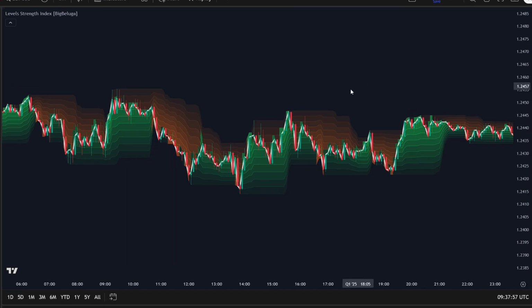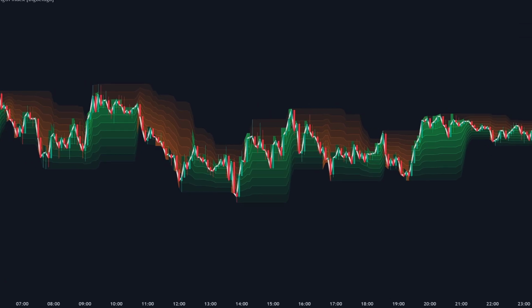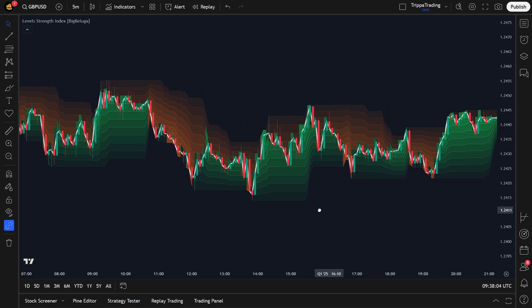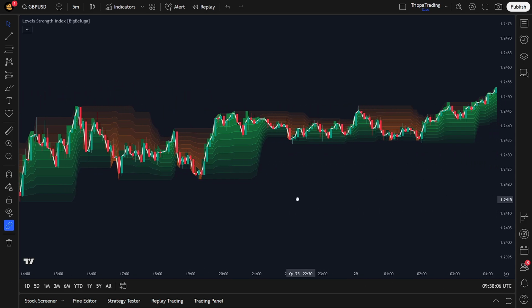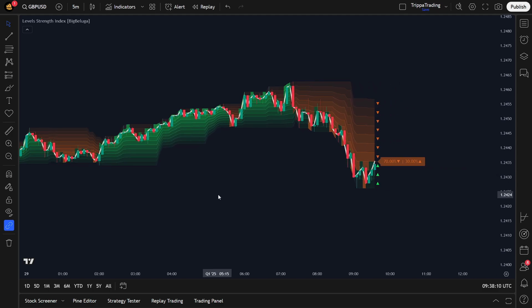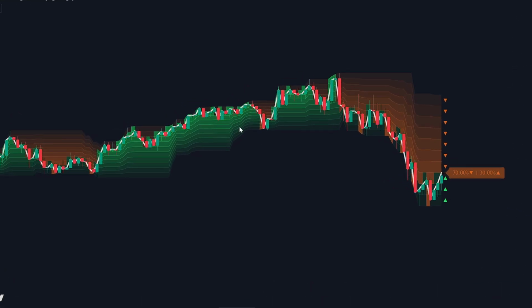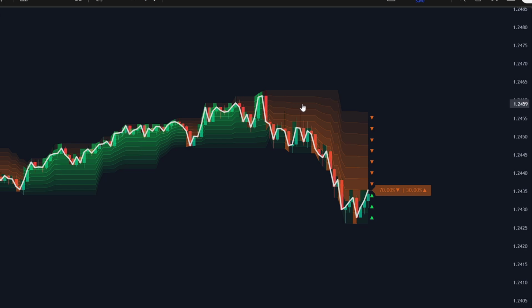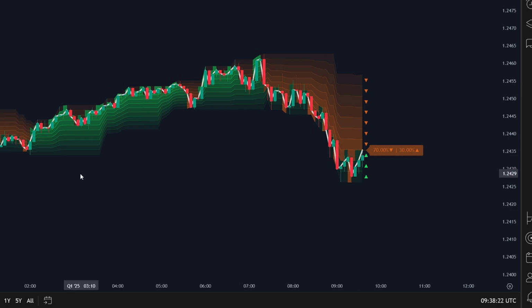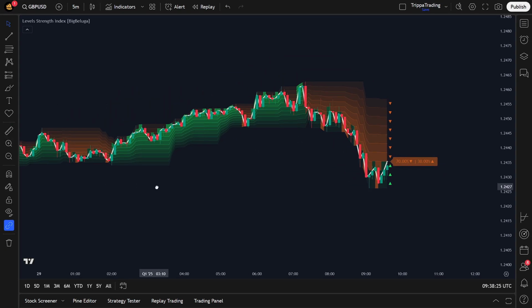Now, what makes this indicator so special? The Level Strength Index is a simple yet powerful tool that helps traders assess market strength and momentum by analyzing price positions relative to predefined levels. This indicator doesn't just tell you which way the market is heading. It gives you valuable insight into whether the trend is strong enough to trade or if the market is weak and consolidating, which could help you avoid bad trades.